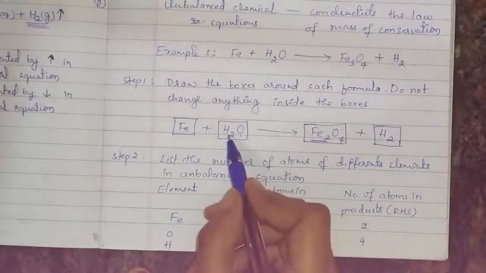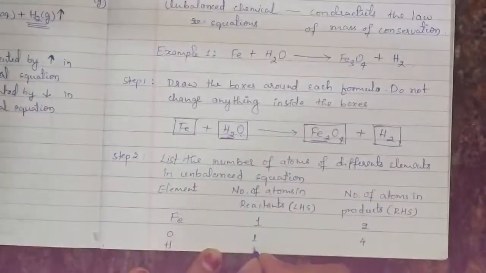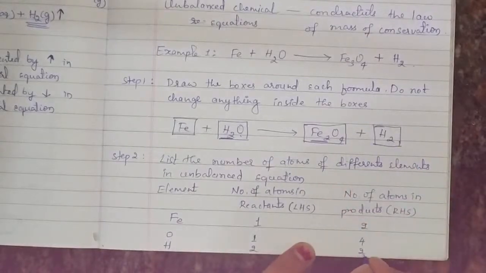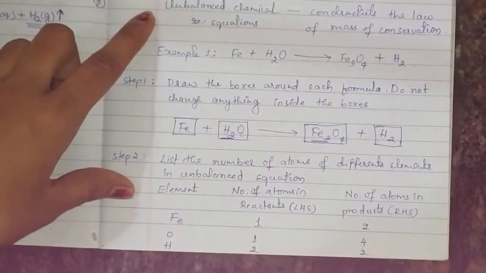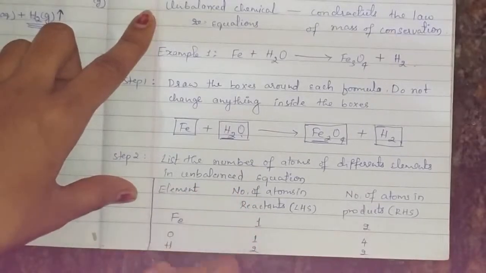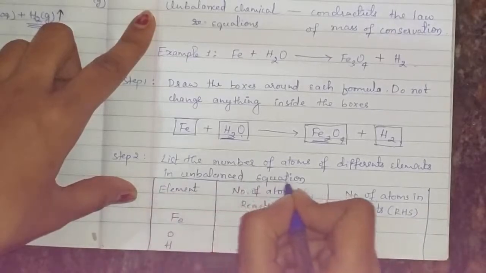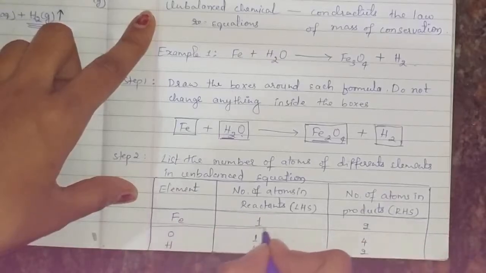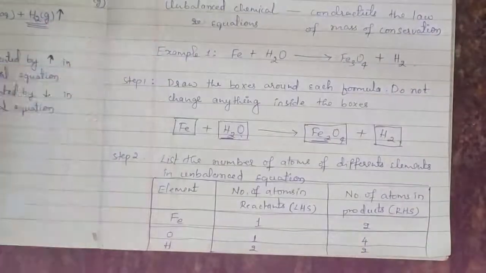Next, count the number of hydrogen atoms in reactant side. Here 2 hydrogen atoms are there. So write 2 here, and in product side also 2 hydrogen atoms are there. So now we have listed the number of atoms of different elements in this unbalanced chemical equation. This is the second step.